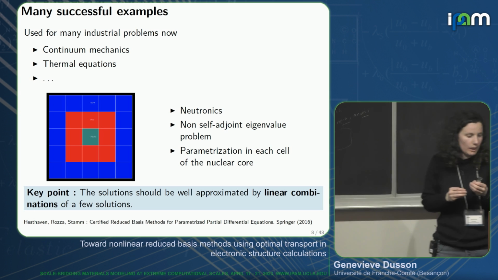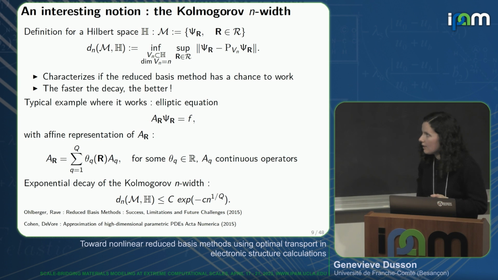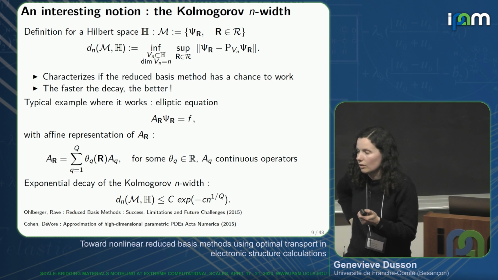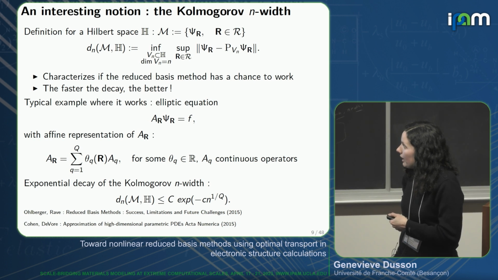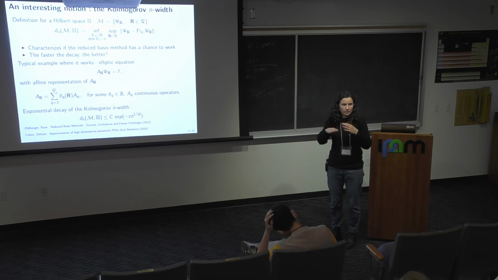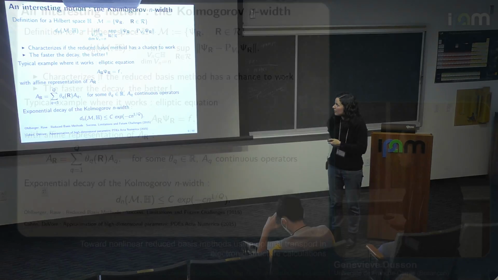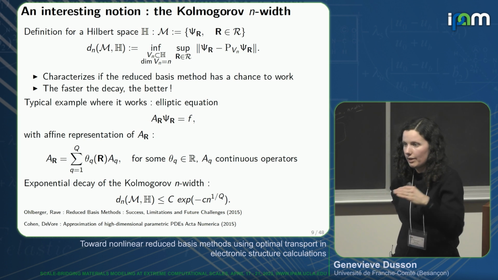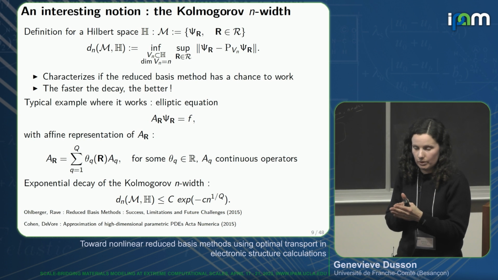But the real key point here is that the solutions should be well approximated by linear combinations of a few solutions. This translates into a notion that is called the Kolmogorov n-width. This quantity that is defined here characterizes how well a set can be approximated with a linear space of dimension n. If this Kolmogorov n-width decreases very quickly, then the method has a chance to work. If it decays very slowly, then there is no way that we will be able to represent all the solutions with a few given snapshots.